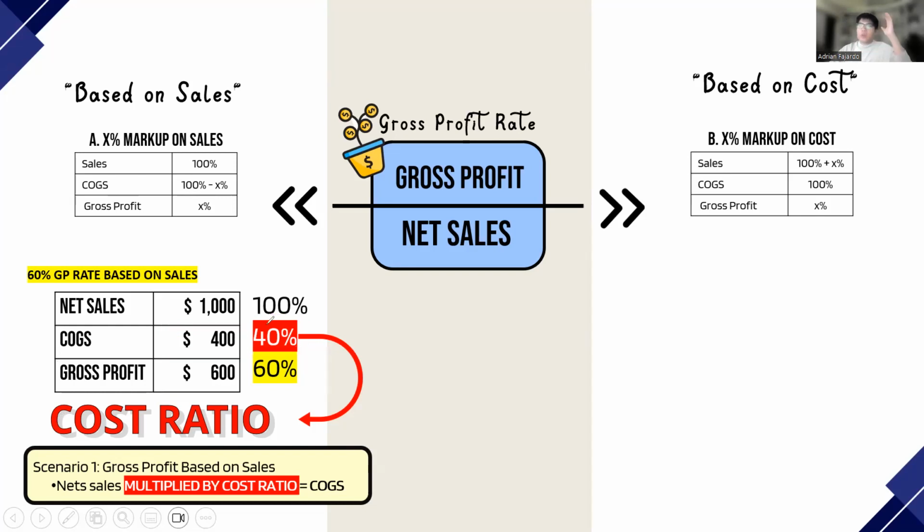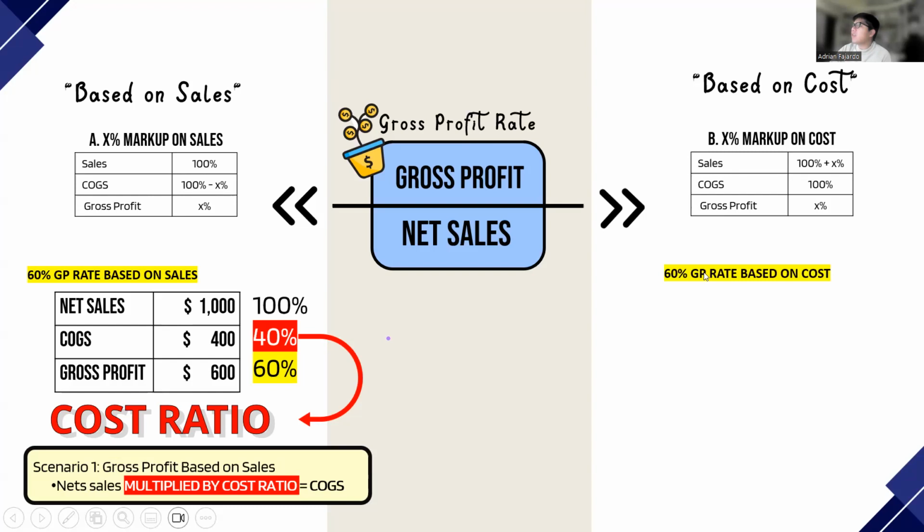So first side, on the left, yung first type of gross profit is based on sales. So pag based on sales, it will give you your cost ratio. And how do you get your COGS using the cost ratio? 1,000 times 40% na cost ratio is equal to 400 COGS. Let's go to the other side.